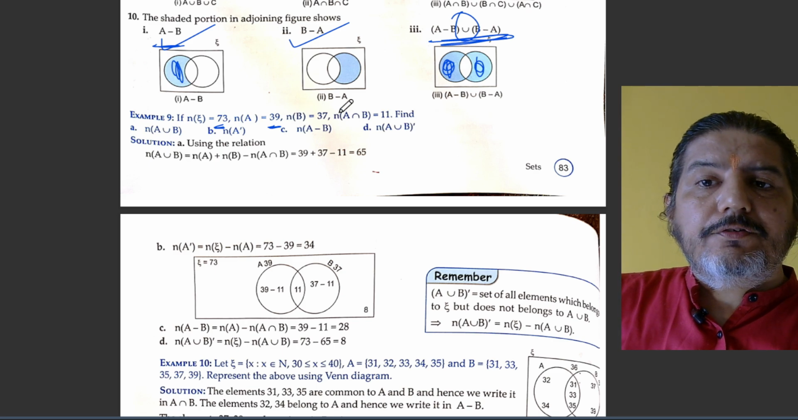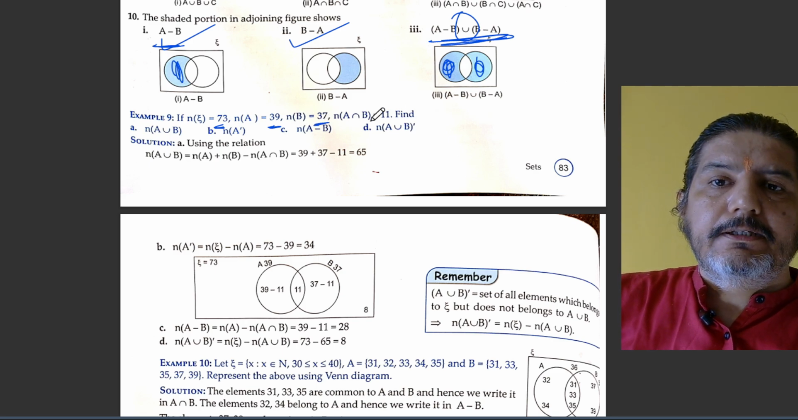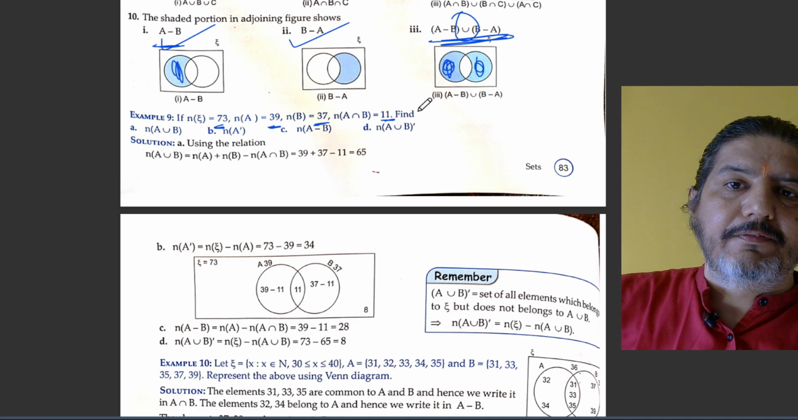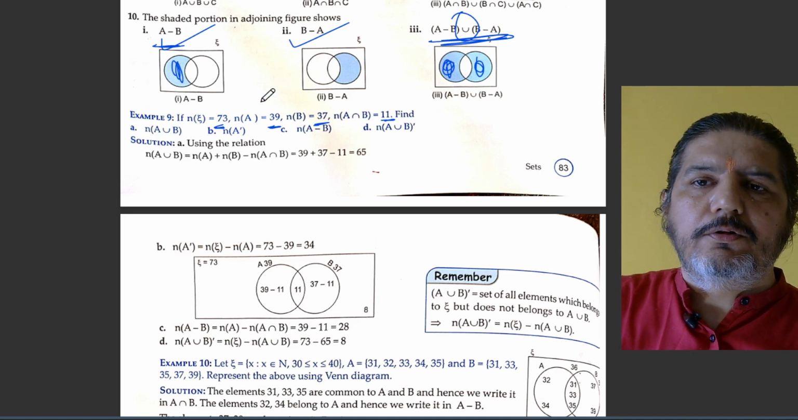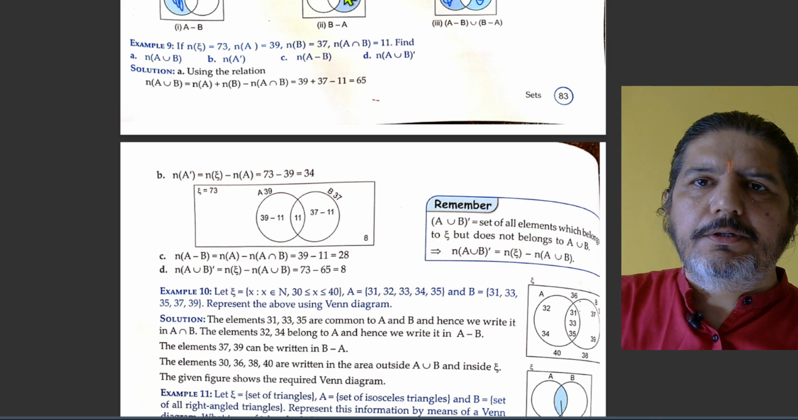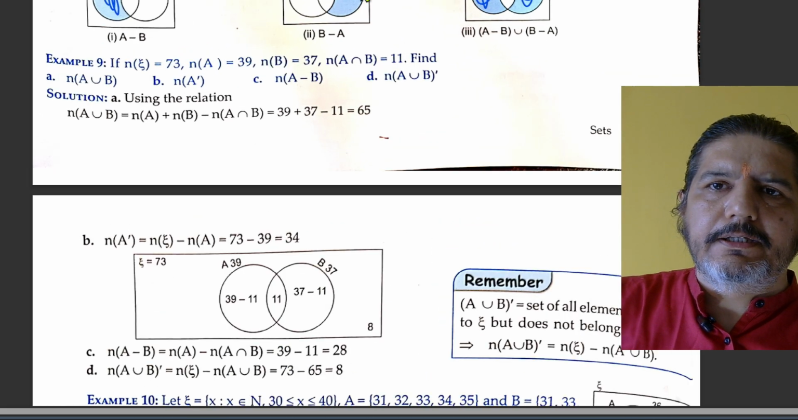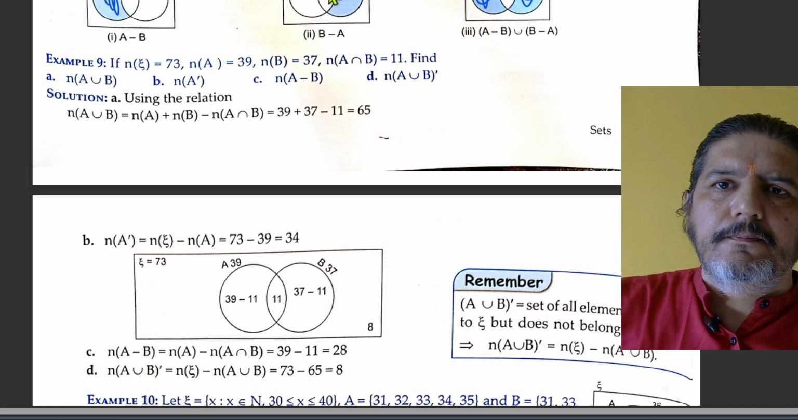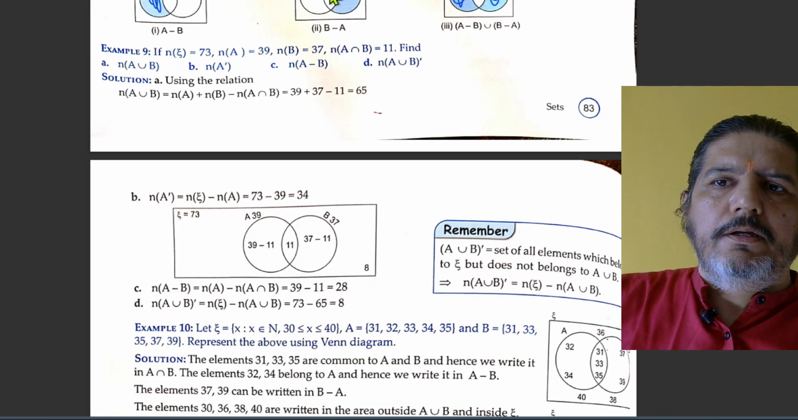The number of elements in A is 39, in B is 37, and they have given us A intersection B is 11. So they are asking us to find all these. Let me zoom it so you can see it properly. Now you'll be able to see.